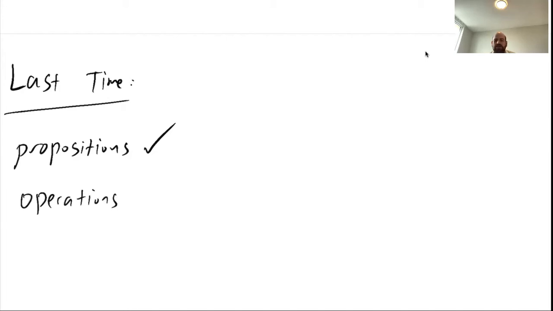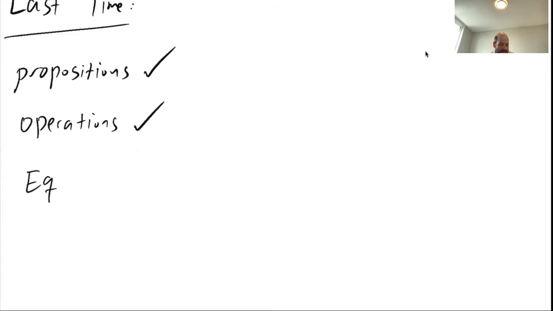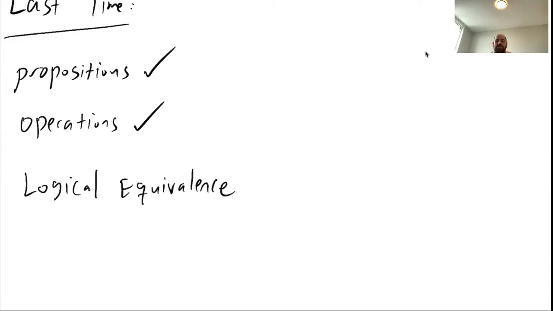Such as a conjunction, disjunction, right? Implication, and other operations. Then we also looked at equivalence or logical equivalence of, let's say, two compound propositions. So if you remember, we said to find out whether two compound propositions are logically equivalent or not, the easiest way to do that is use the truth table.